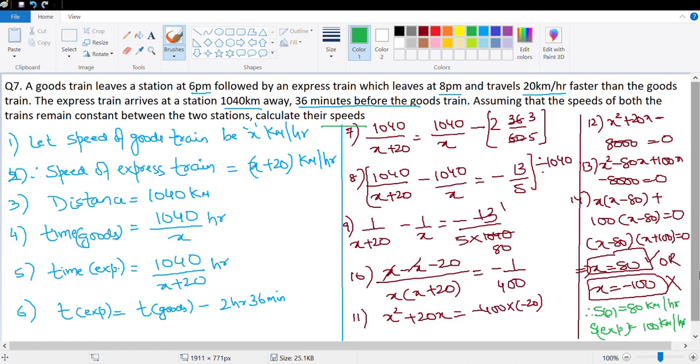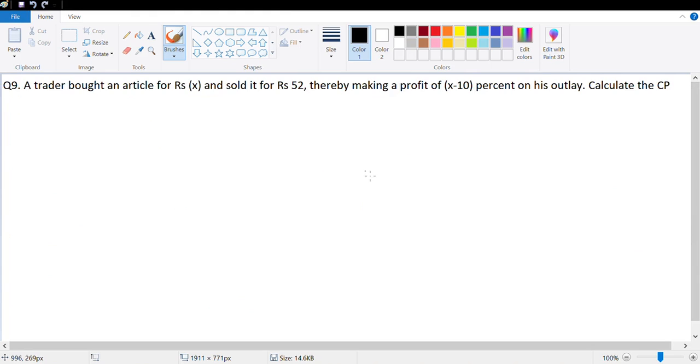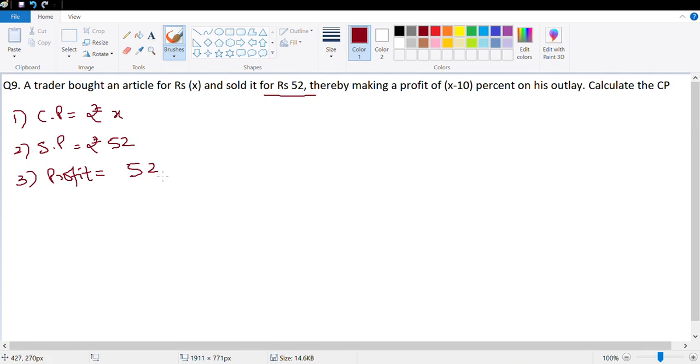Right, let's look at the next question. The next question that we do is question number 9. It says a trader bought an article for rupees X. So CP is equal to rupees X and sold it for rupees 52. SP is equal to rupees 52, making a profit. So profit is equal to selling price minus cost price, which is 52 minus X, rupees 52 minus X.